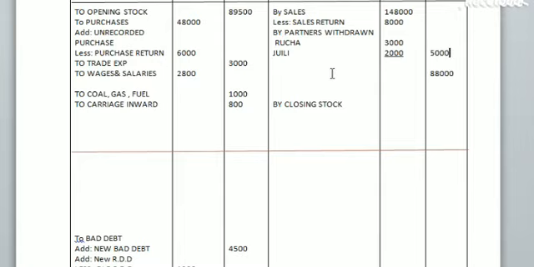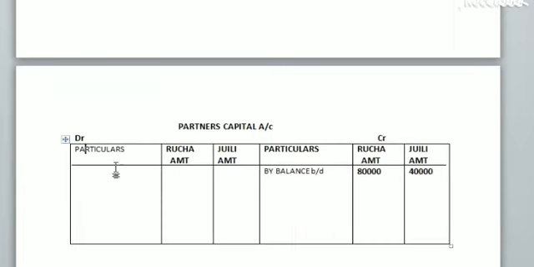And the second effect will come here, partner's capital account. To drawings, 3,000 rupees, and next is 2,000 rupees.